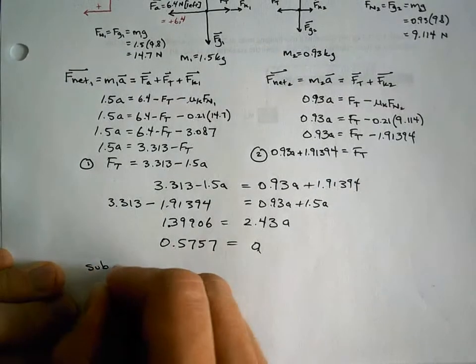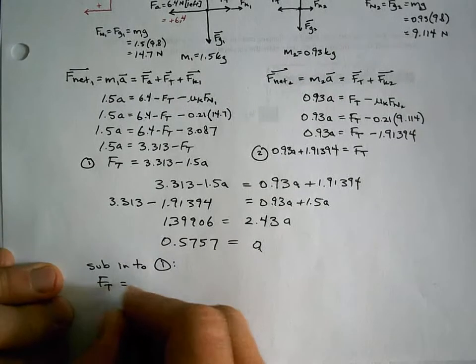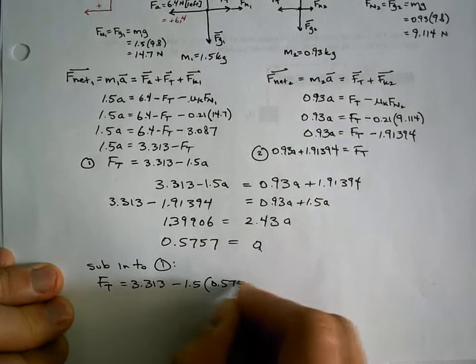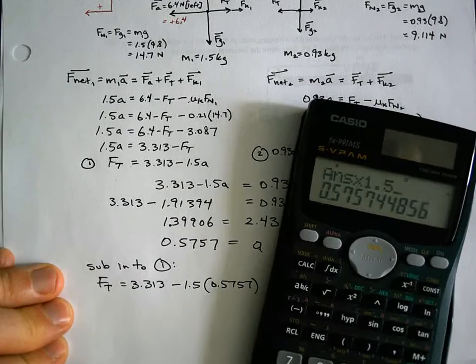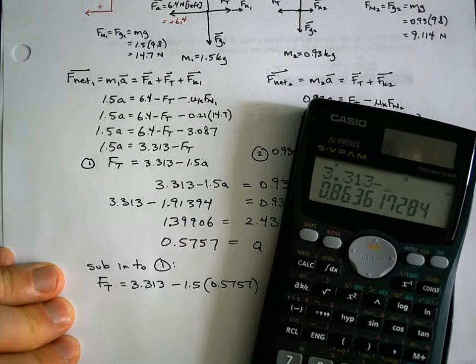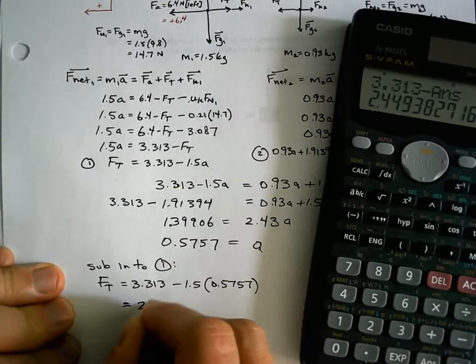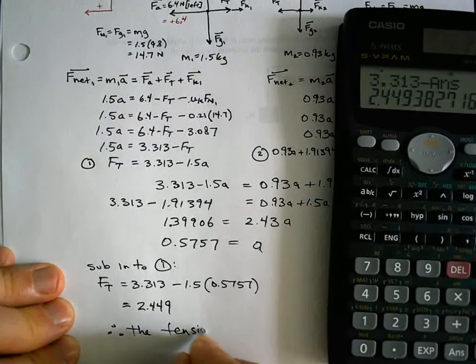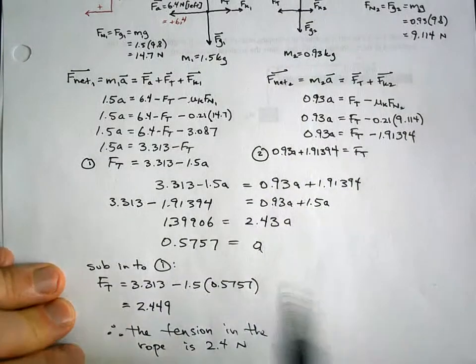So I'm going to sub into equation 1. So Ft is equal to 3.313 minus 1.5 times 0.5757. I still have that number in my calculator, so I'm just going to multiply it by 1.5. And I'm going to take 3.313 and subtract the answer. So I get a tension of 2.449. Therefore, the tension in the rope is 2.4 newtons. And I don't need a direction because it's tension in the rope.